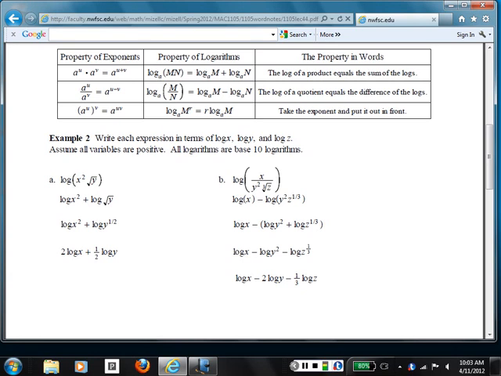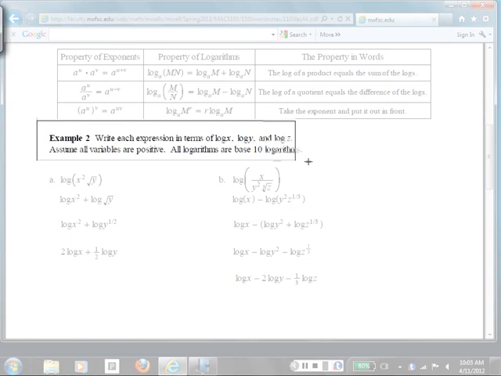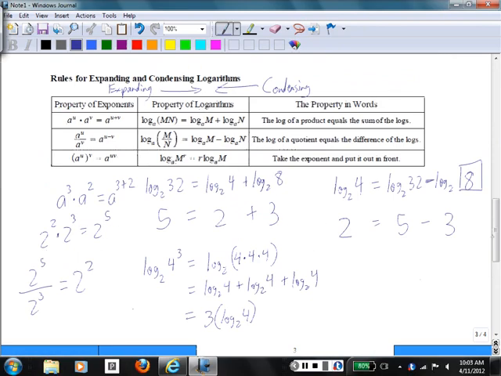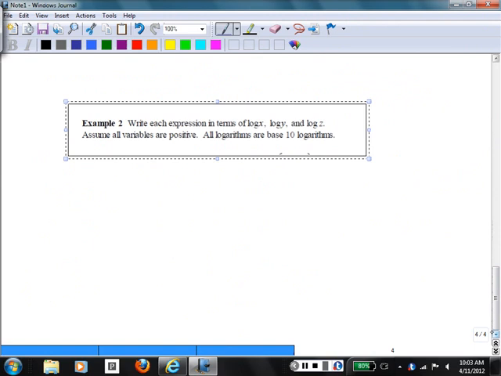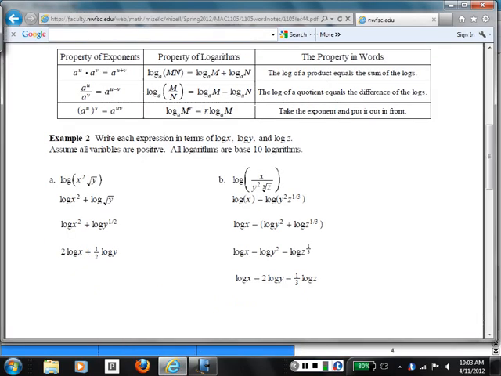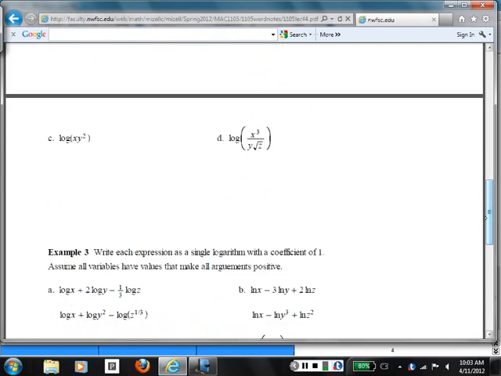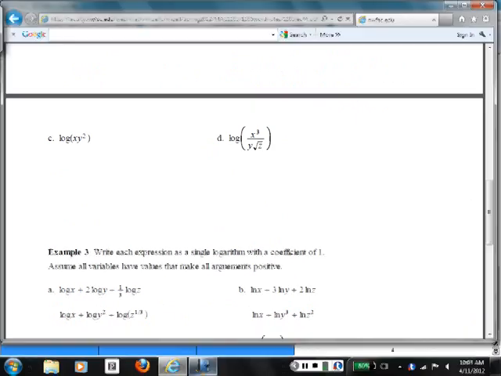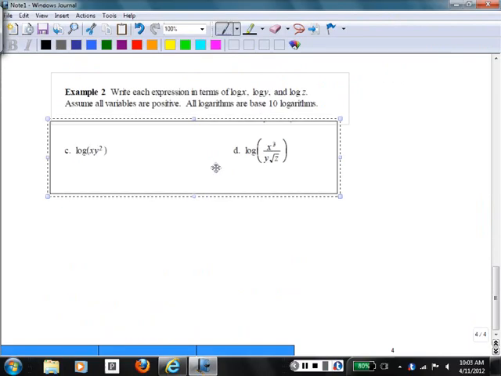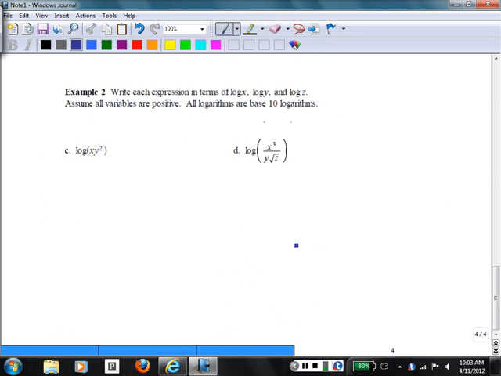Example 2, the A part and the B part have been done for us. So I will copy the directions. And also, let's look then at the C part and the D part, so it's on the next page. The directions are: write each expression in terms of the log of x, log of y, log of z. Assume all variables are positive.